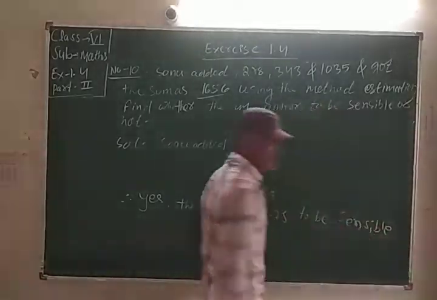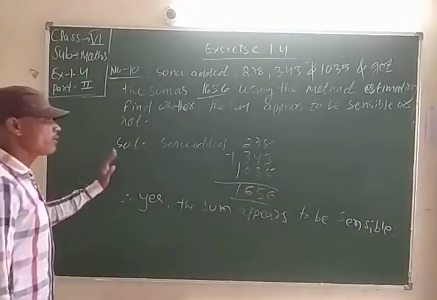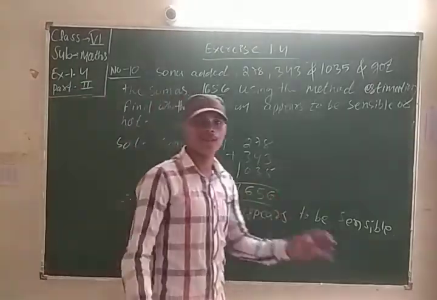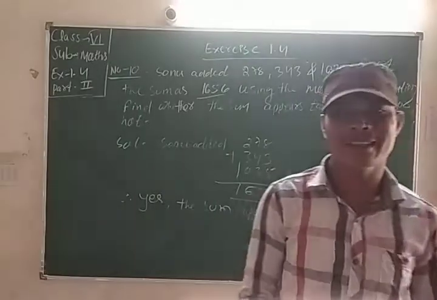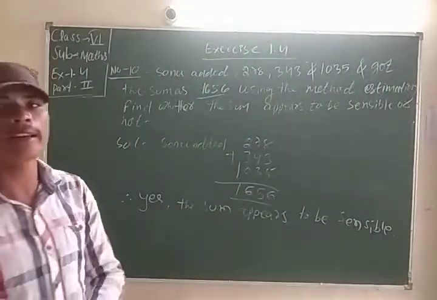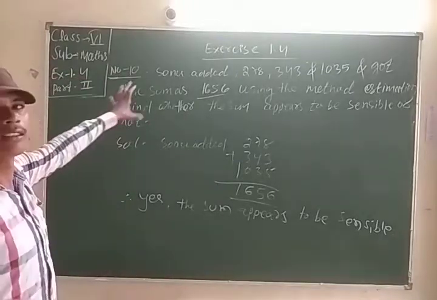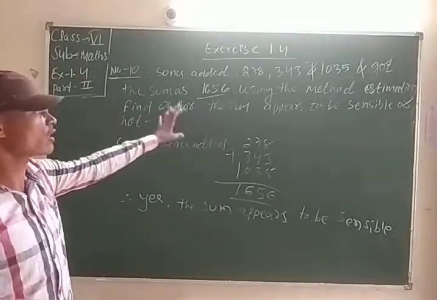If the answer is not correct, then we can show it is not sensible. But here the sum is sensible. Clear? The question is very easy. We just check whether it is correct or not, and write sensible or not. That means correct or not. Then we got the same answer, that's why the answer is sensible. What is the question? What is the solution?